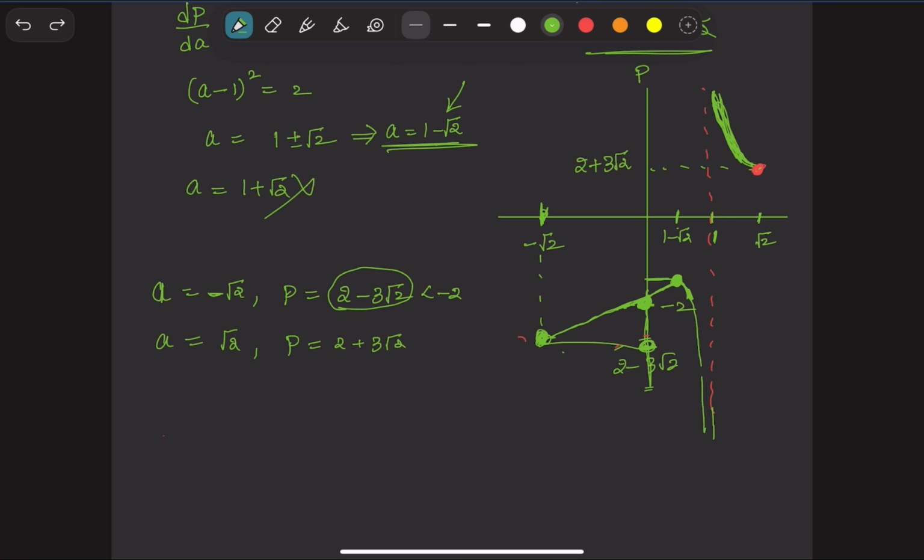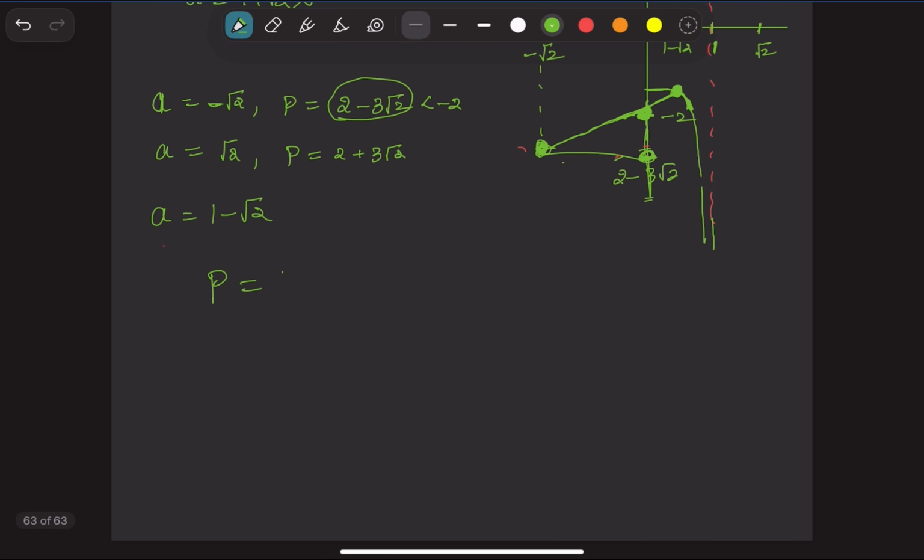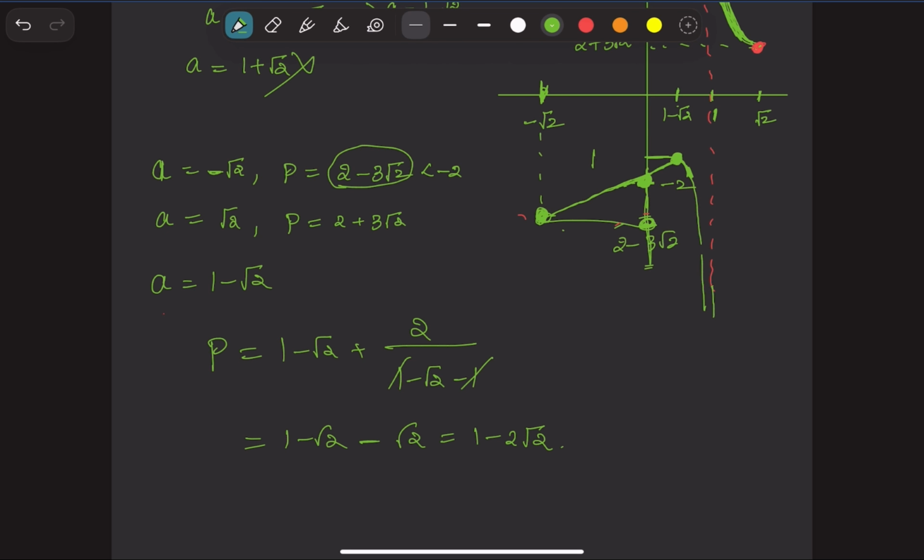So a is equal to 1 minus root 2. Then p is equal to 1 minus root 2 plus 2 upon a minus 1, so 1 minus root 2 minus 1. So this and this get cancelled. This is minus root 2. So 1 minus root 2 minus root 2, so 1 minus 2 root 2. It is less than 0, so you'll get that somewhere here, 1 minus 2 root 2.